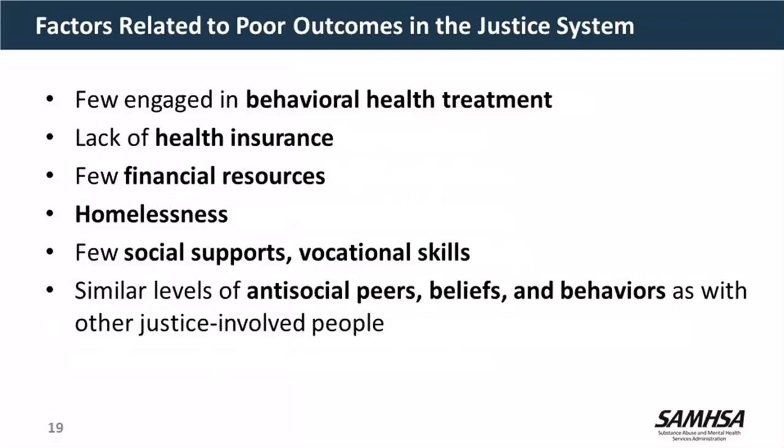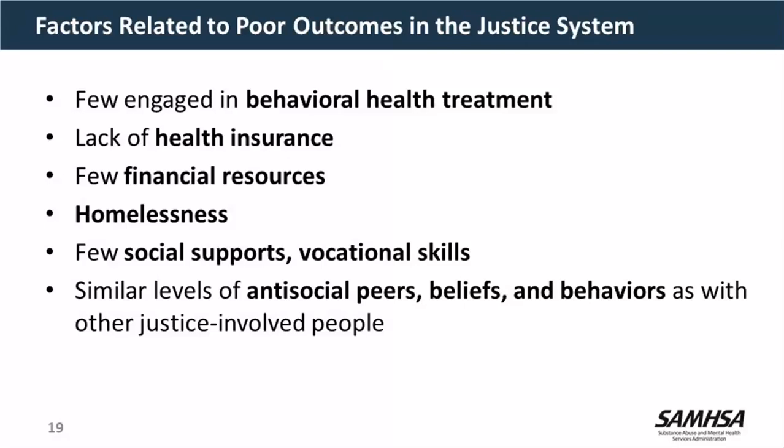Very briefly then, what leads to the poor outcomes in the justice system among this population other than the major disorders? It's well known that these individuals are oftentimes not engaged in treatment. Just a small percentage, as was mentioned earlier, are involved in behavioral health treatment for the co-occurring disorders. They oftentimes are not engaged in insurance, even if they're eligible. They don't have financial resources. They're unemployed or employed part-time in low-wage jobs.